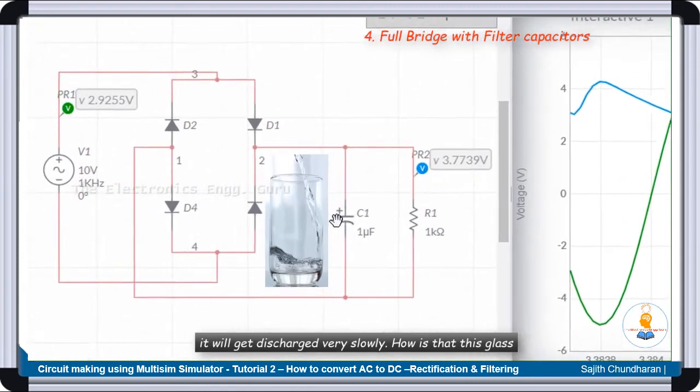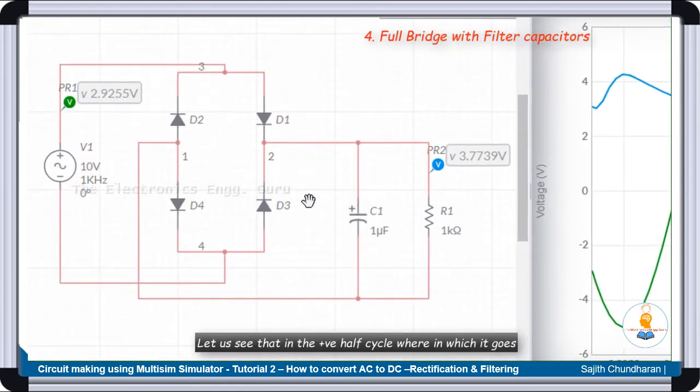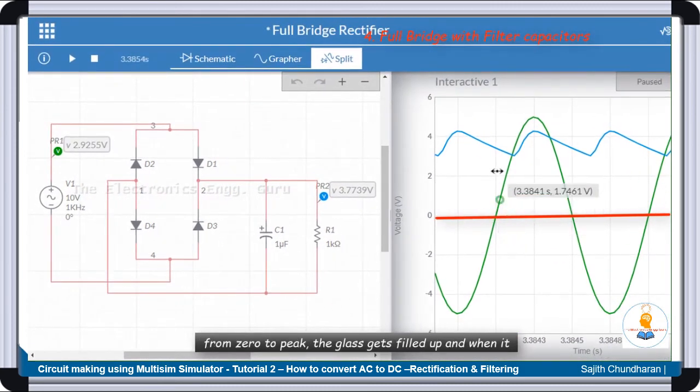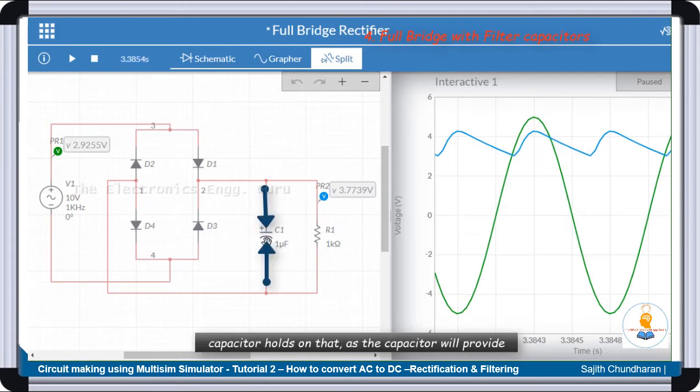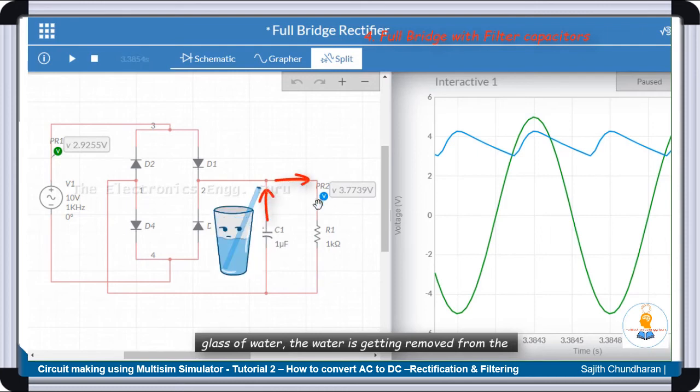How does this glass get charged and how is it discharged? Let us see that. In the positive half cycle, in which it goes from 0 to peak, the glass gets filled up, and when it comes back down towards 0, there is a tendency of the voltage dropping at the output, but the capacitor holds on, as it provides the extra voltage required to the load resistor. This is a discharge, in which, when you consider the capacitor as a glass of water, the water is getting removed from the glass. This happens very slowly. Why? Because there is a resistor in place, and the higher the resistor, the more slowly the capacitor gets discharged.